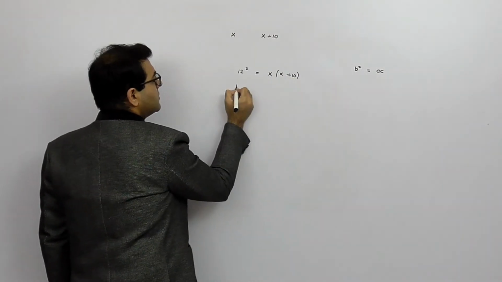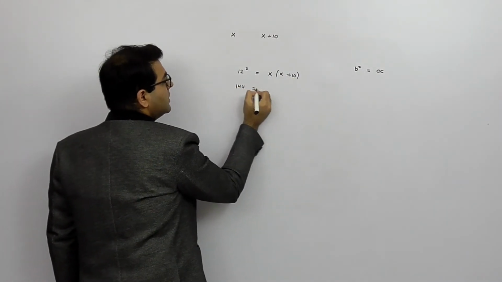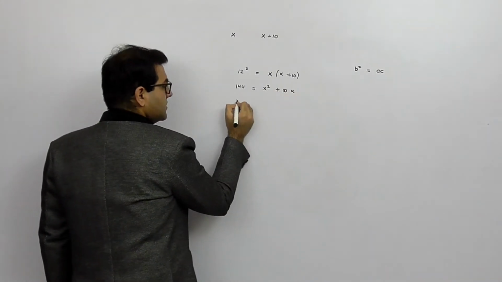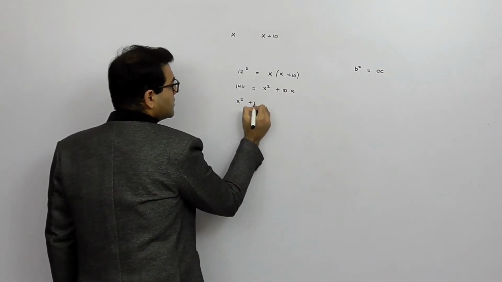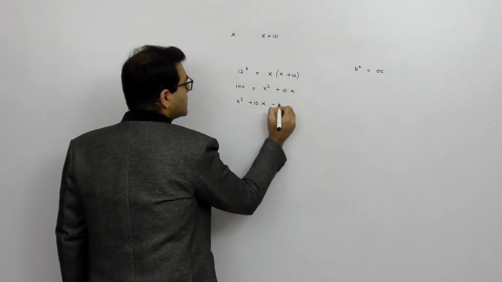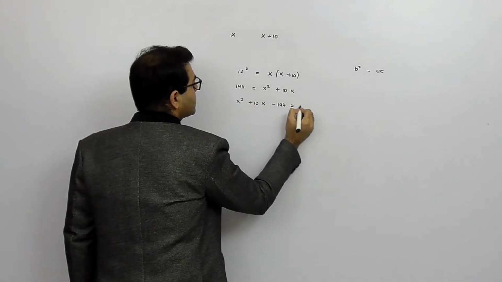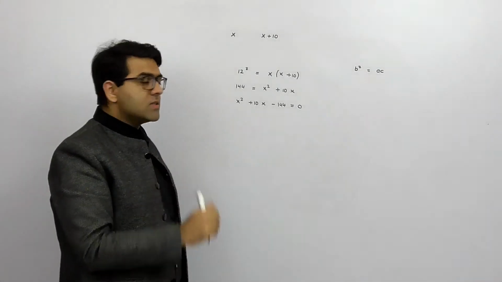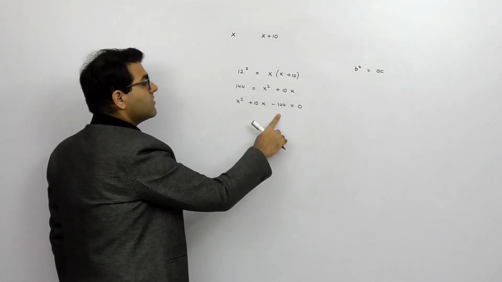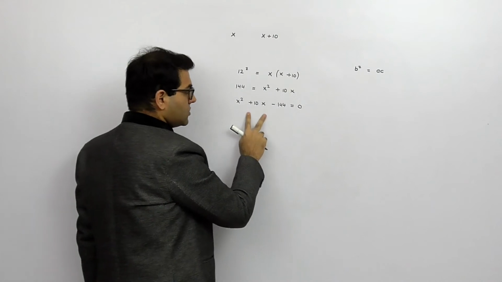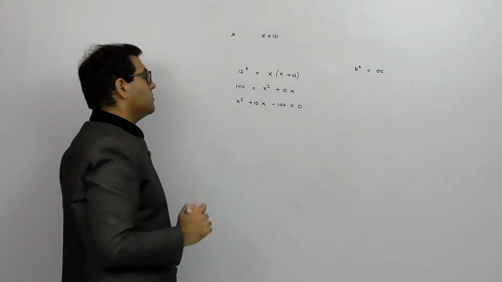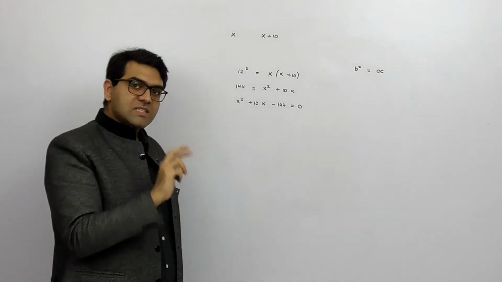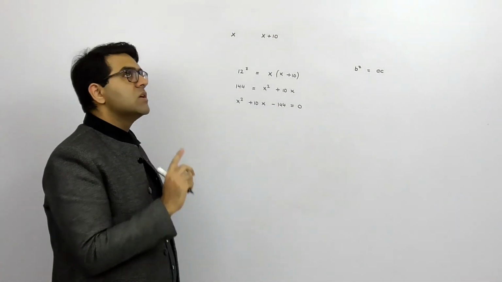Isko solve kar lete hain. 144 equals x square plus 10x. Ab sare terms ko ek side pe ikattha karne pe, what we are gonna get is a quadratic equation in x. Now let us simplify this quadratic equation by splitting the middle term. Mujhe product mein 144 chahiye, aur yahan pe jo do terms hain unka sum ya difference 10 banna chahiye. How can I split my 144 as set of two numbers?